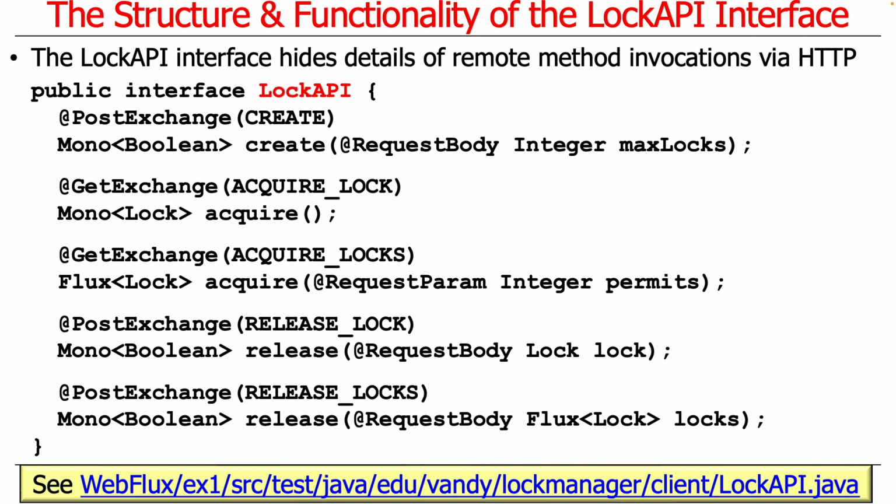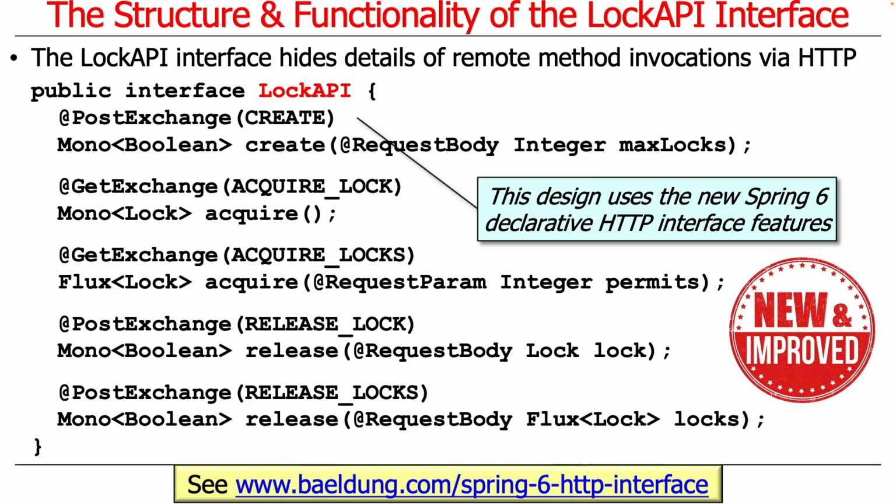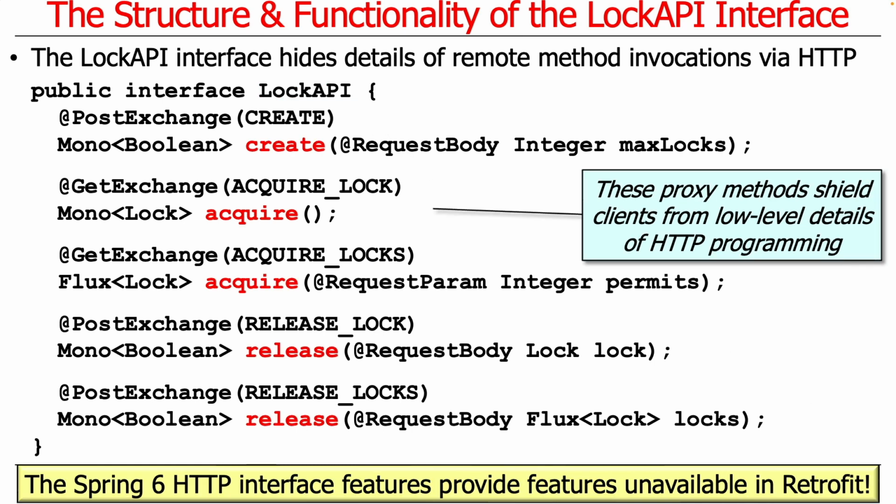So this will also look very similar to what we've done before in the sense that we create a lock API, and the lock API is going to use the Spring 6 declarative HTTP interface features, which are new and improved and really cool. We have the same method names as we did with the previous approach, also very similar to what we would have done with retrofit. However, the features we're about to show here are not supported by retrofit.